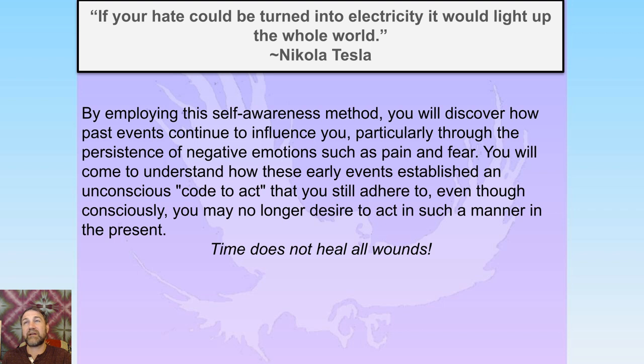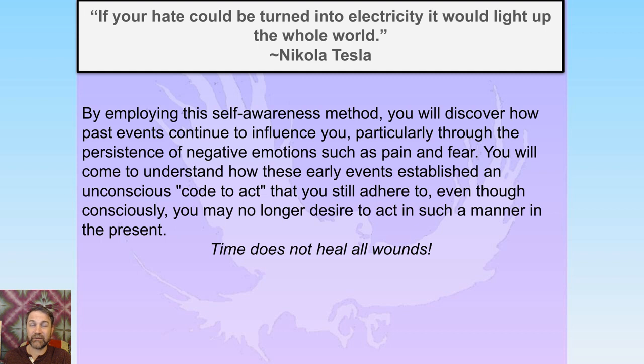By employing this self-awareness method, you will discover how past events continue to influence you, particularly through the persistence of negative emotions such as pain and fear. You will come to understand how these early events established an unconscious code to act that you still adhere to, even though consciously you may no longer desire to act in such a manner in the present.